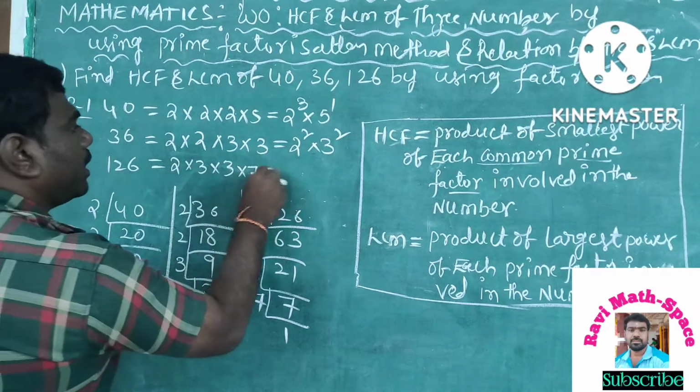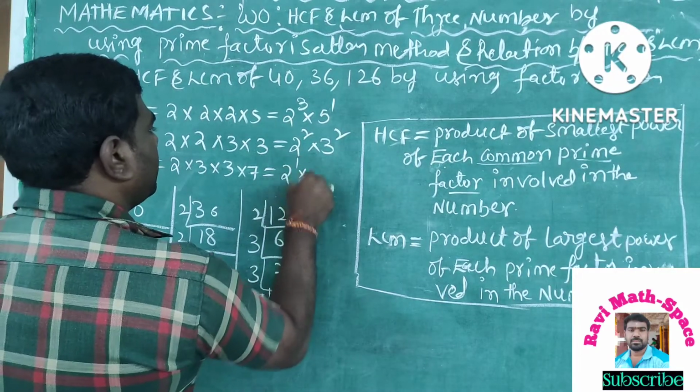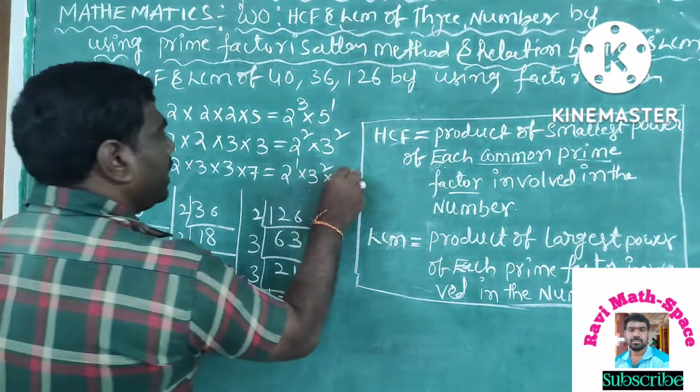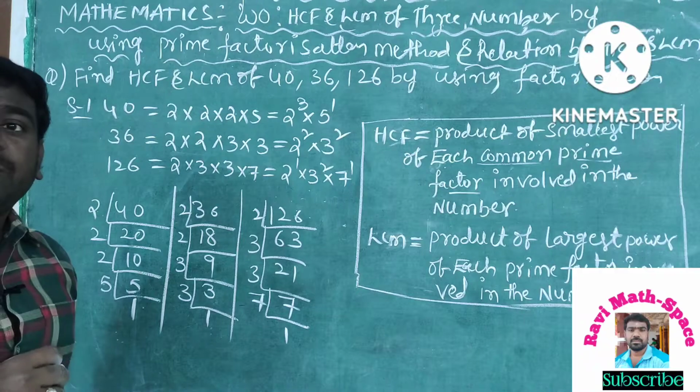I can write the unique factorization: 2 power 1, 3 is repeating 2 times, that is 3 square. 7 is only one time repeating, means 7 power 1. Okay, next one is what here?